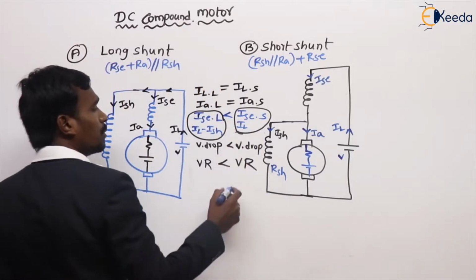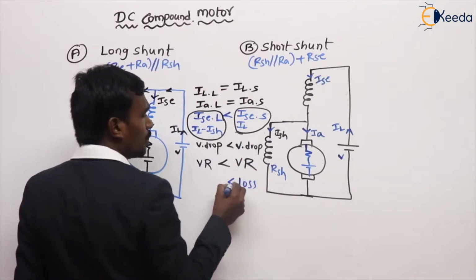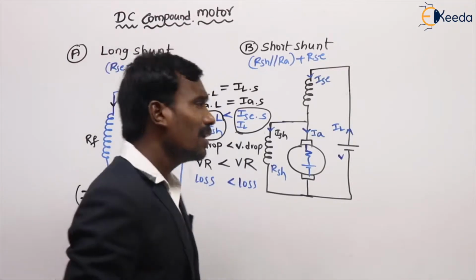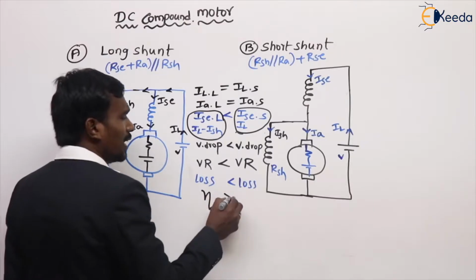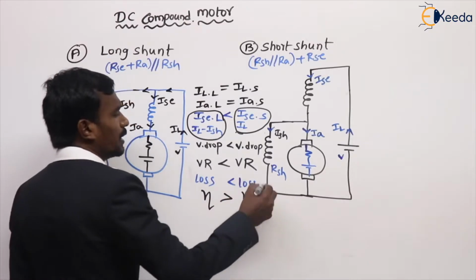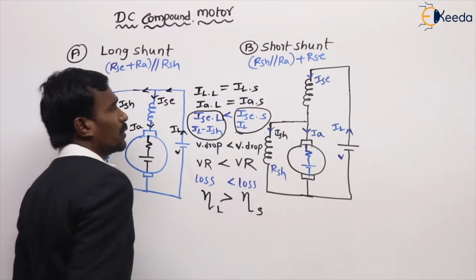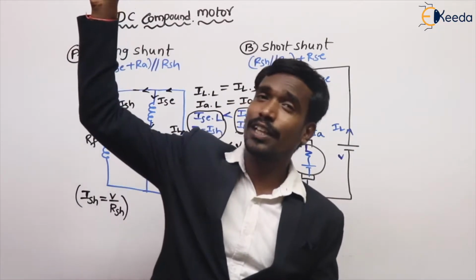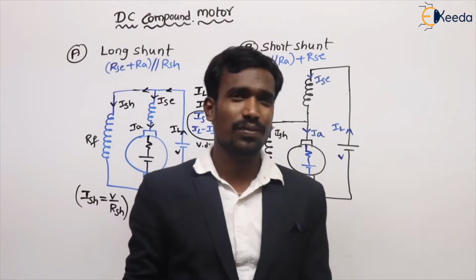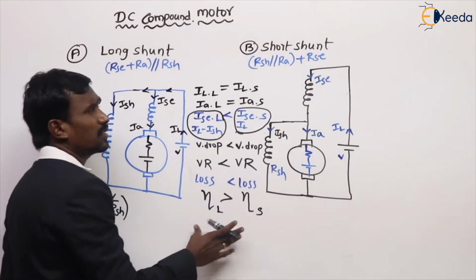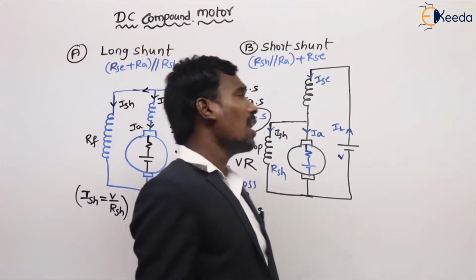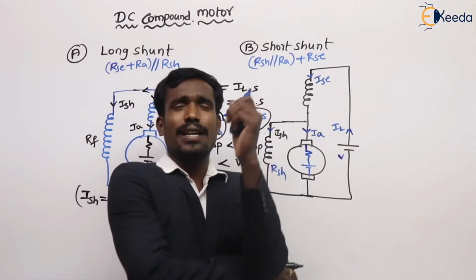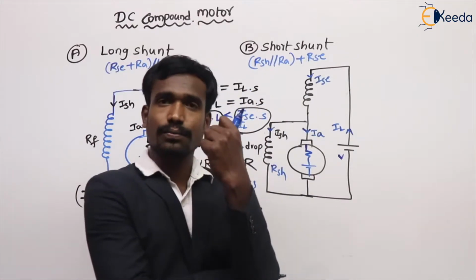If the current is more, losses are also more. If the current is less, losses are less. If the losses are less, efficiency is more; here efficiency is less. So long shunt motor efficiency is more, and long shunt generator losses are more. These two we already discussed in generators, and here it is somewhat different. This is simply the long shunt and short shunt motors.